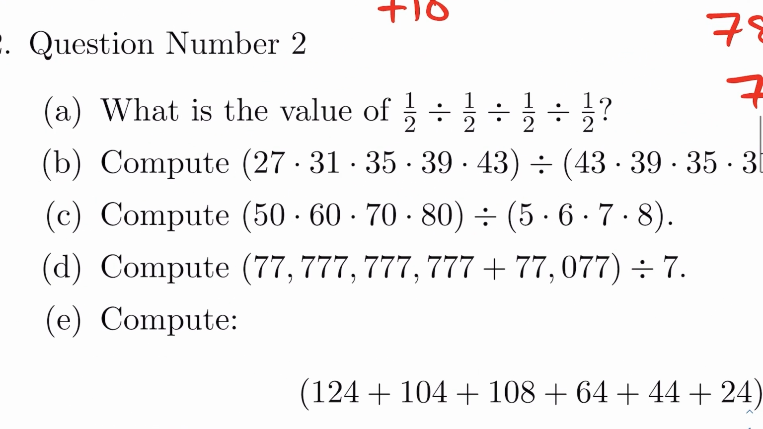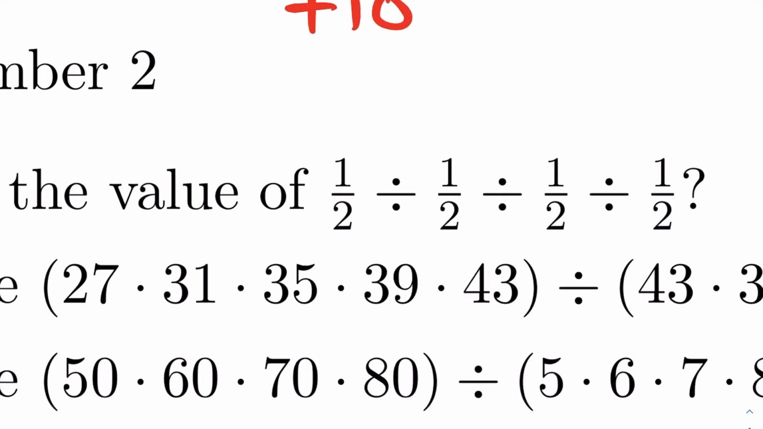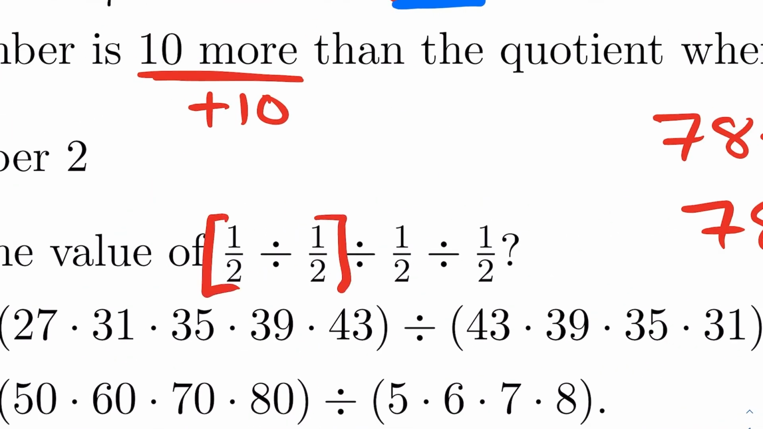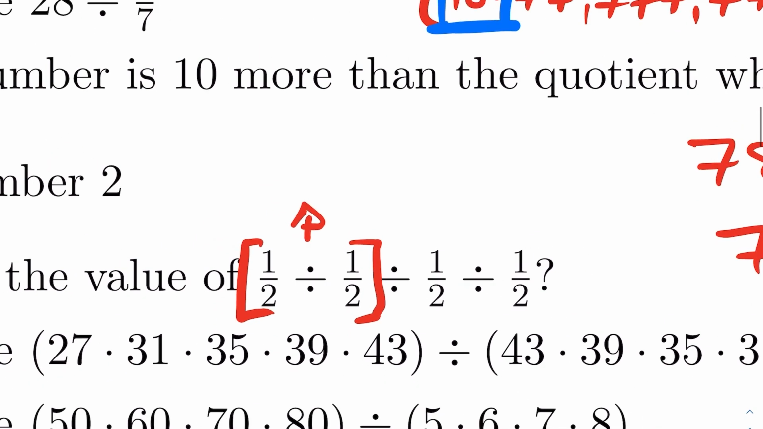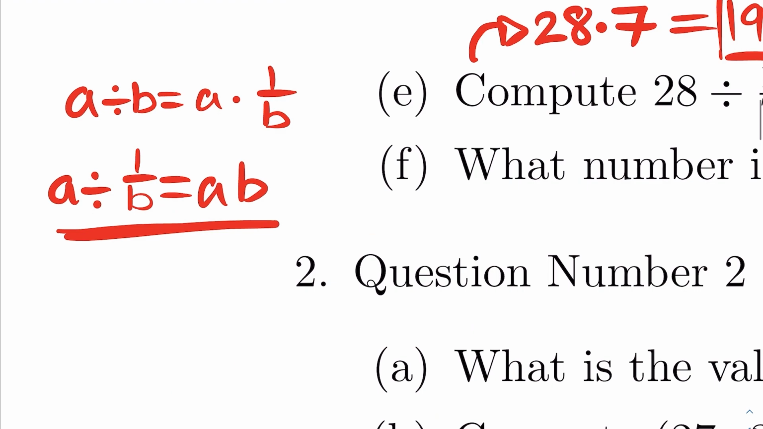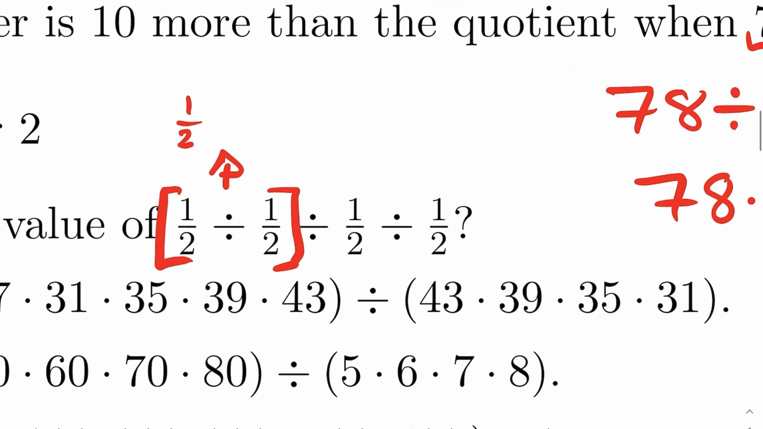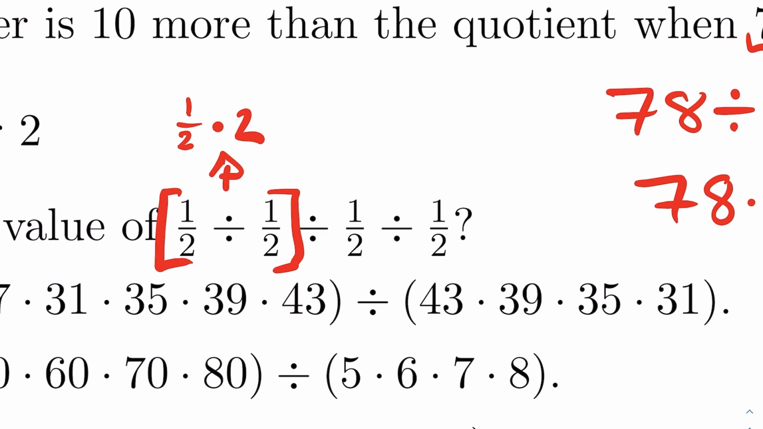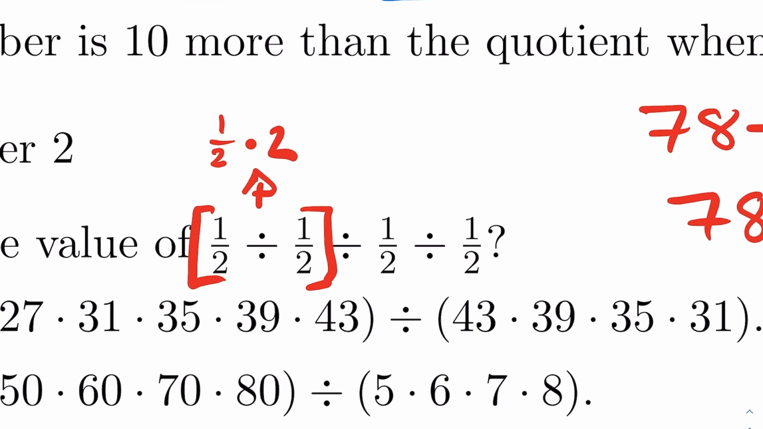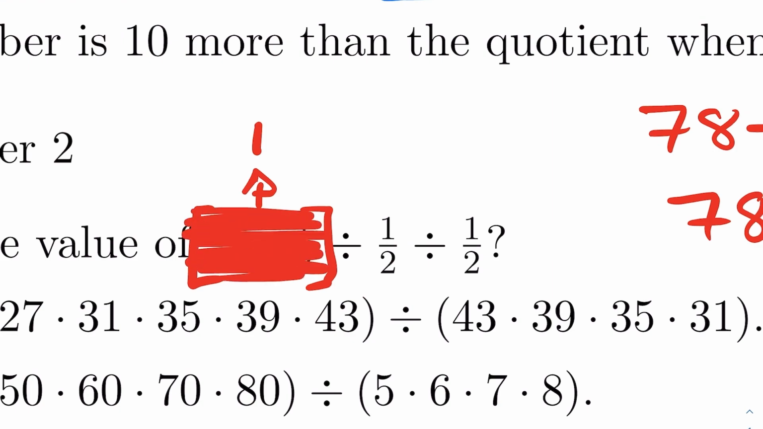Now question number 2a. What is the value of 1/2 divided by 1/2 divided by 1/2 divided by 1/2? Well, I'm going to section this off here into this part first, and then we'll deal with the rest. So 1/2 divided by 1/2, according to our reciprocity principle, when we have division, is the same thing as 1/2 times 2. So 1/2 times 2 is just going to be equal to 1. So we can cross this out, and now we have 1.